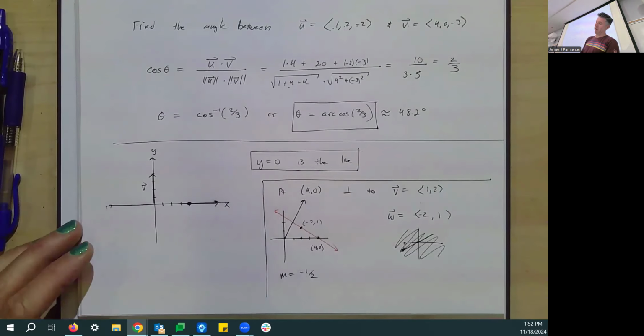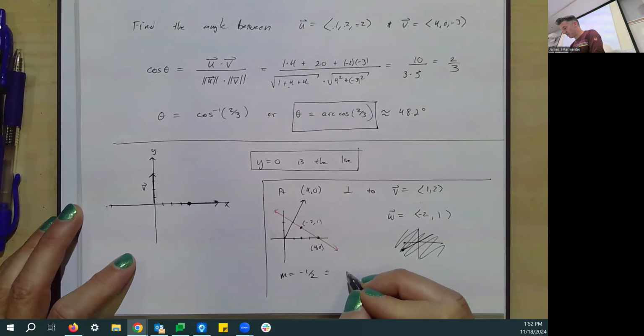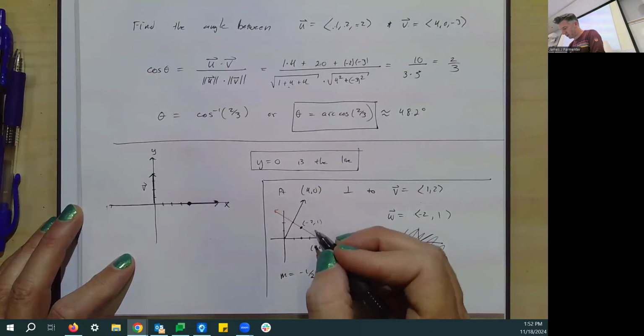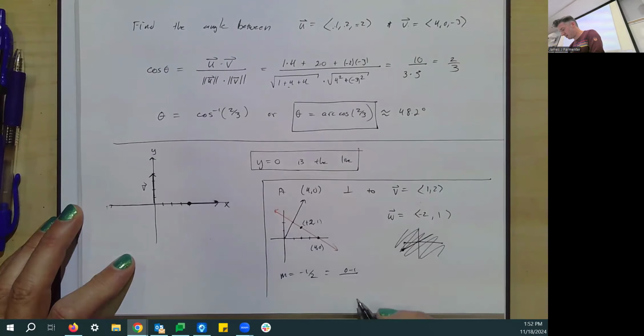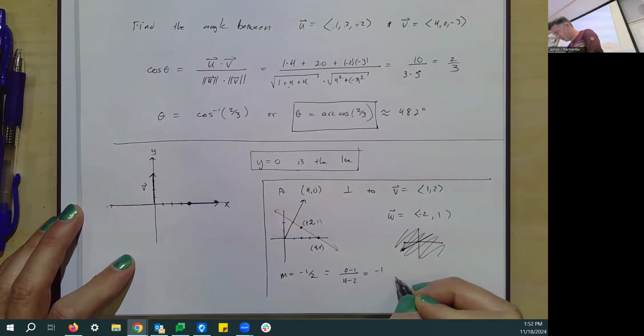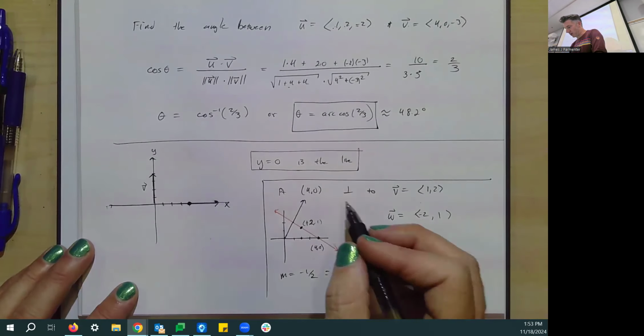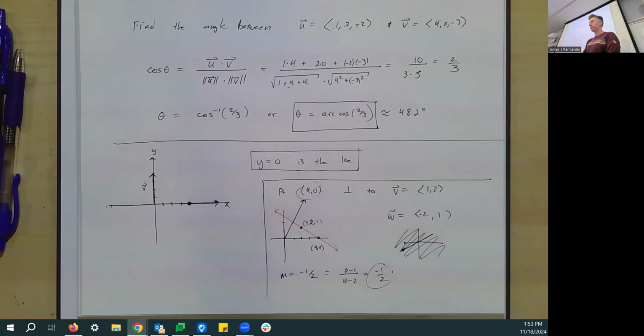I could actually do the math, I guess. Right? It's the difference in the y's over the difference in the x's. I don't know why I've written a -2 there, because I'm just losing my mind today. Sorry about that. The slope is actually -1/2. And then you could use the slope and the point to find the equation of the line.